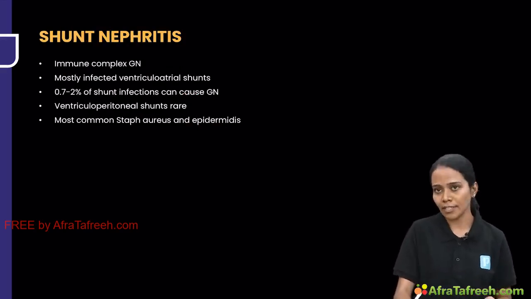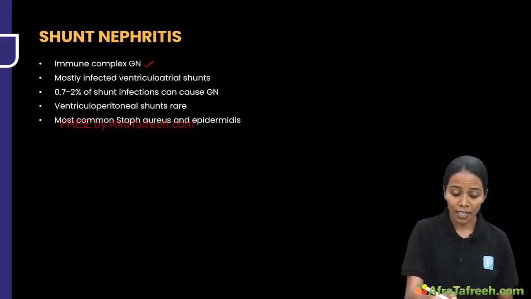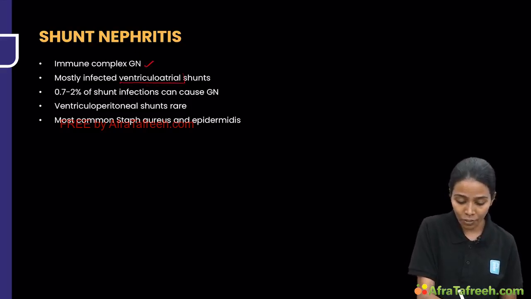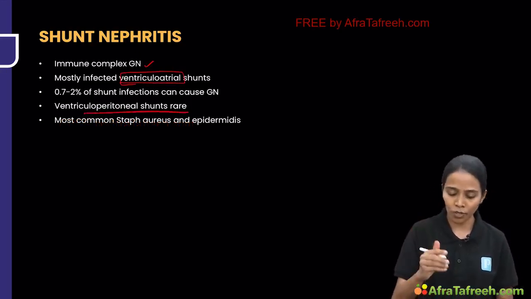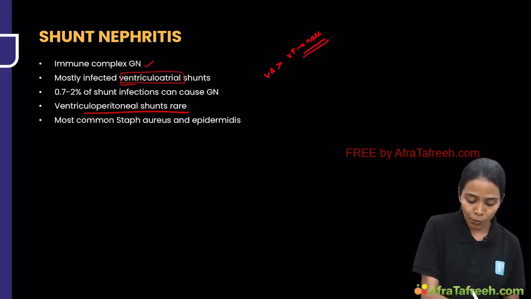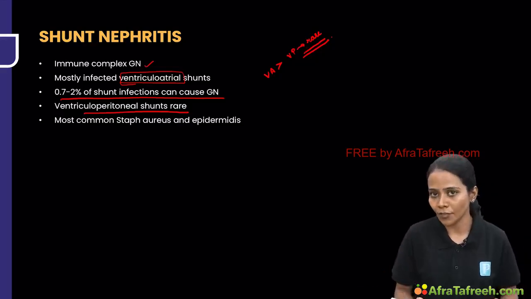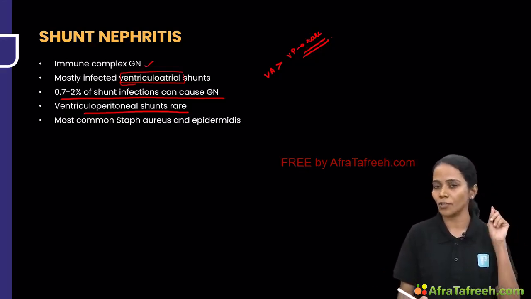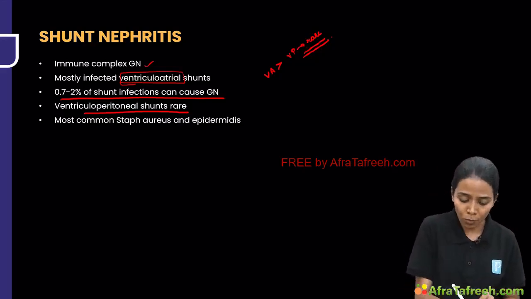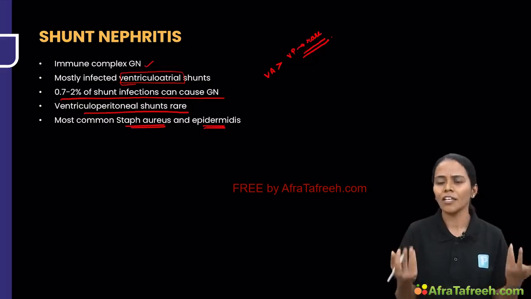Now, coming to the next, that is shunt nephritis. Shunt nephritis is again an immune complex glomerulonephritis. It is mostly seen in infected ventriculoatrial shunts and ventriculoperitoneal shunt causing this is rare. Okay, so ventriculoatrial shunt is more common. Ventriculoperitoneal shunt causing this is rare. And 0.7 to 2% of shunt infection can cause GN. It's not that all patients who are getting shunt infections are going to develop this glomerulonephritis, only 0.7 to 2%. Okay, and most common cause causing this is Staphylococcus aureus and epidermidis, like in any other cutaneous infections.